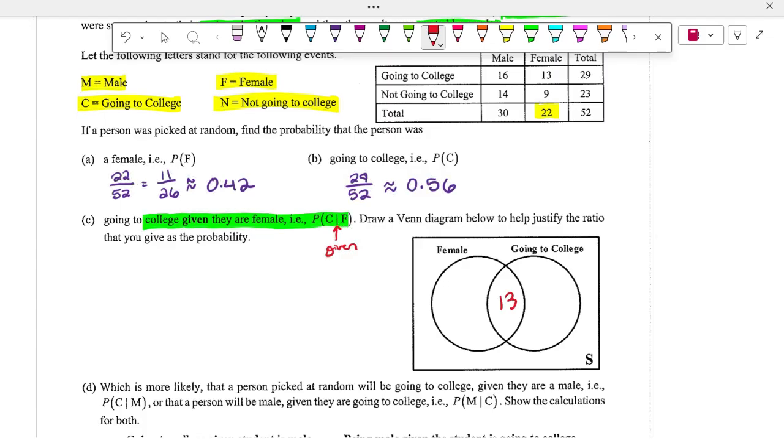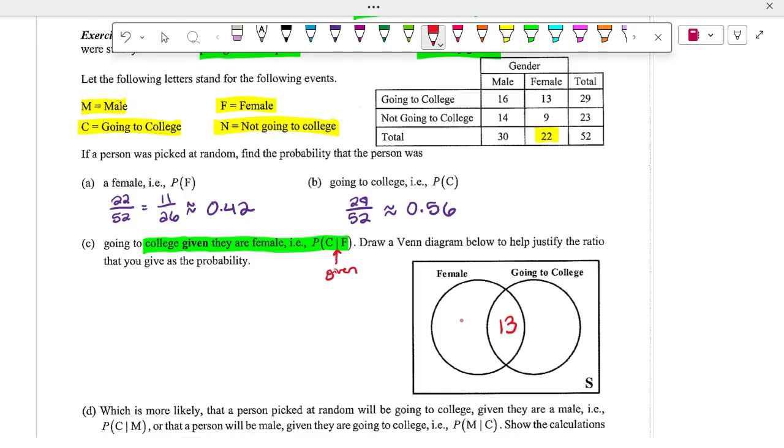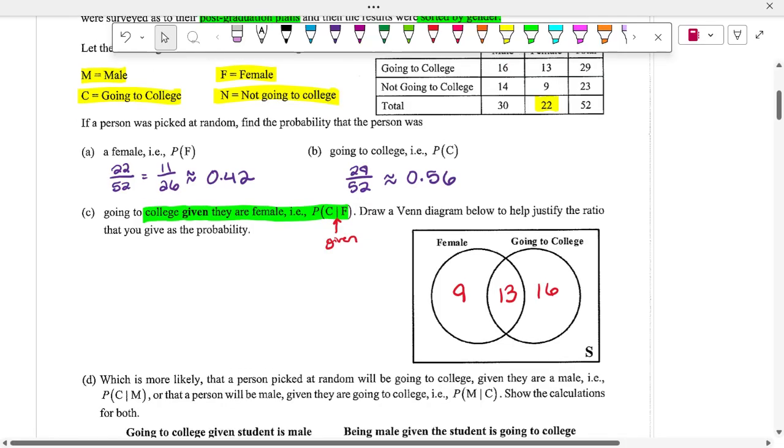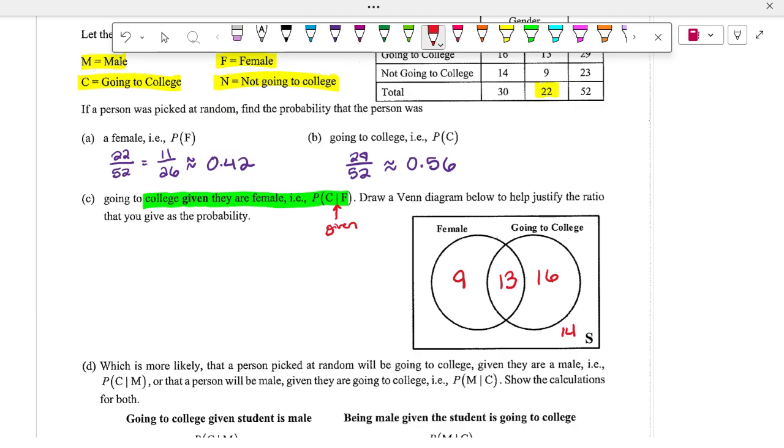13. How many total females do we have? 22. So how many are not going to college? 9. How many are going to college but they're not female? 16. Because how many are neither? 14. It's basically the males that are not going to college. That's the number. If I add up all 4 of those numbers, will that give me 52? It should. But does it? It does, yes.